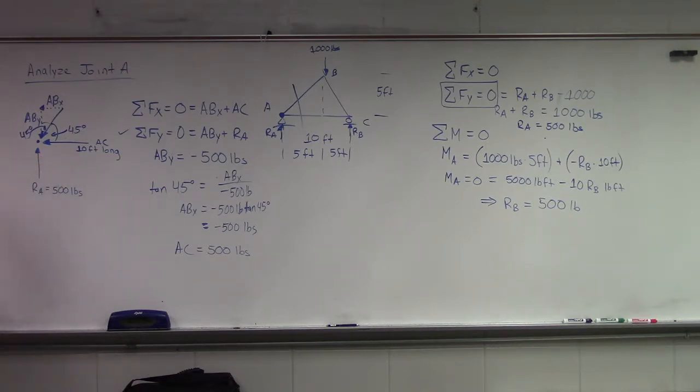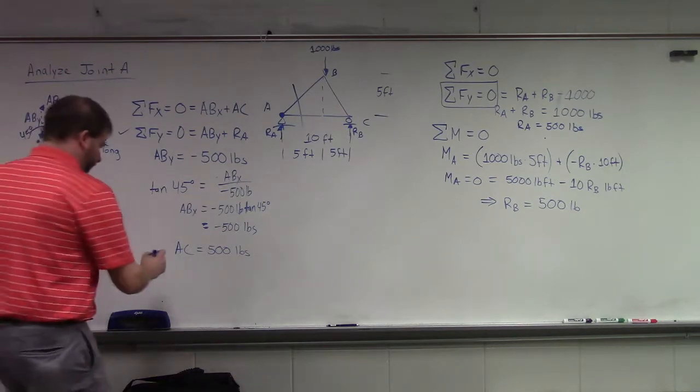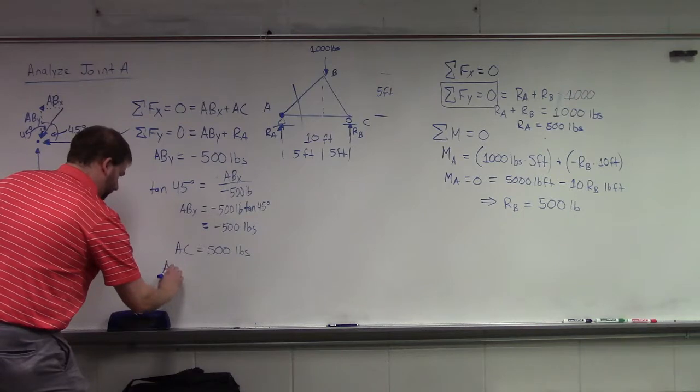And now it also allows us to move on to the next, oh, sorry, no, it doesn't allow us to move on to the next joint yet. We have to resolve for force AB, right? The force in the member itself, okay. How do we resolve and determine AB?